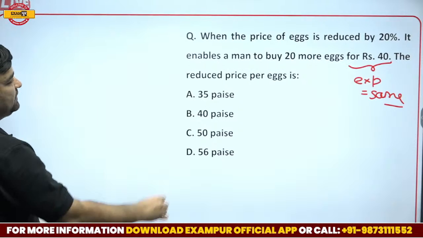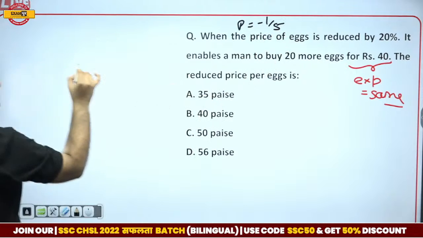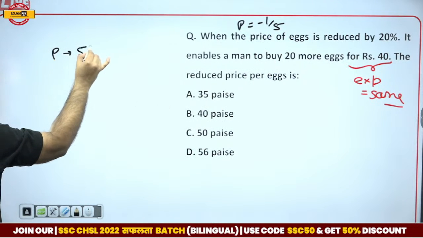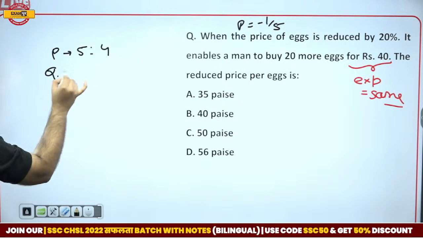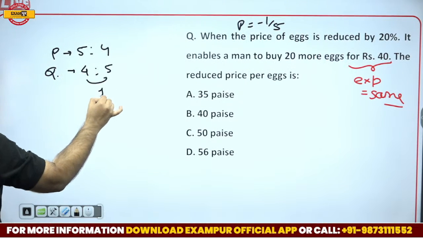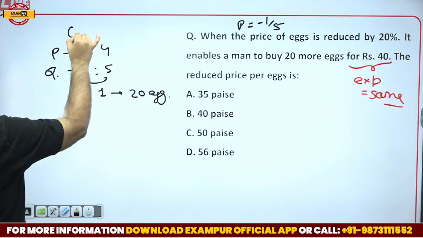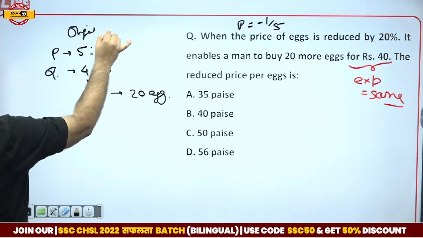Price reduced by 20%, so 20% is a reduction of 1 over 5. So price is changing from 5 to 4. So quantity should be changing in the inverse ratio, 4 to 5. Quantity increased by 1, given as 20. This is original, this is new.